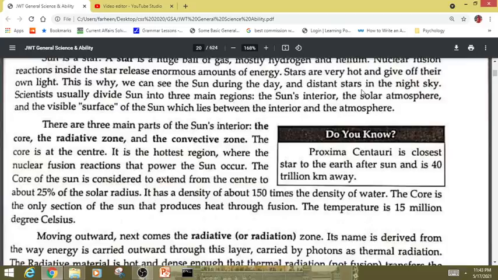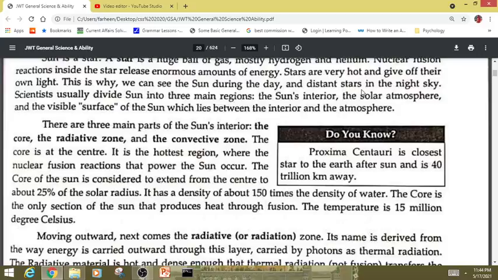The core of the sun is considered to extend from the center to about 25% of the solar radius. It has a density of about 150 times the density of water. The core is the only section of the sun that produces heat through fusion. The temperature is 15 million degrees Celsius. Do you know Proxima Centauri is the closest star to the Earth after the Sun and is 40 trillion kilometers away?